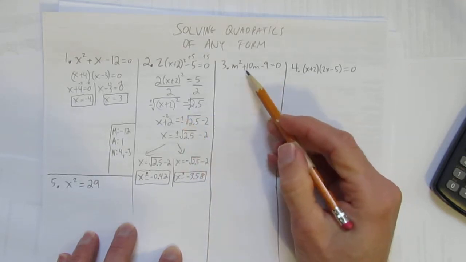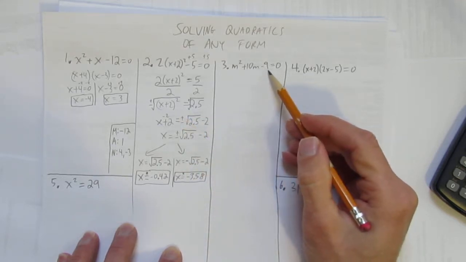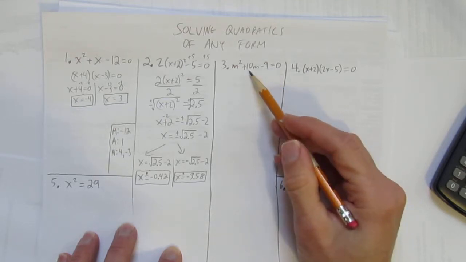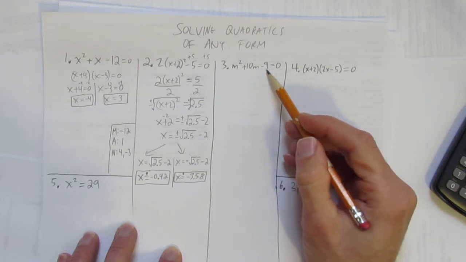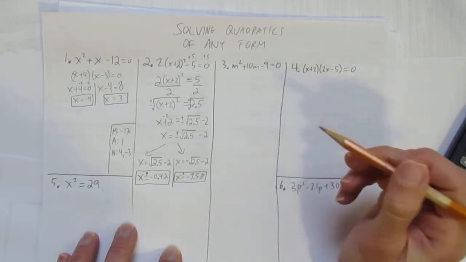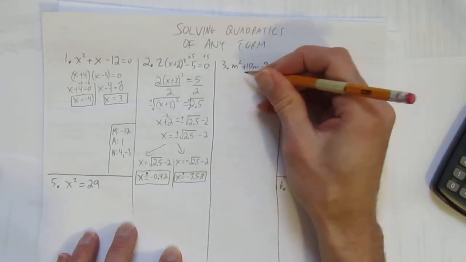Here's m squared plus 10m minus 9 equals 0. What multiplies to negative 9 and adds to 10? Nothing. You could try like 1 and 9, but that's negative. Okay, so negative 9. It's not going to work. We got to pull out quadratic formula.